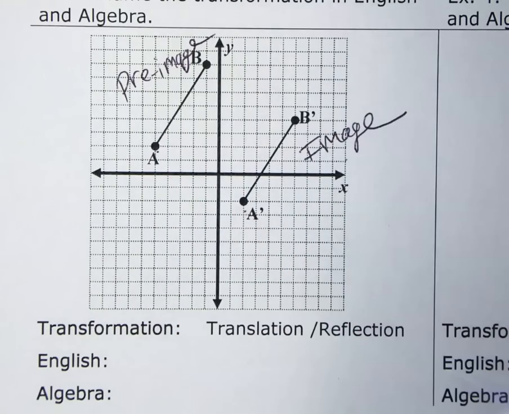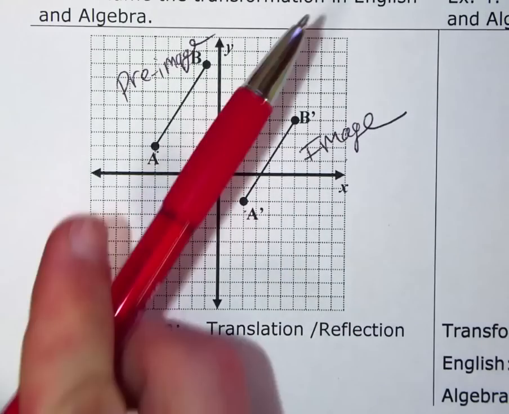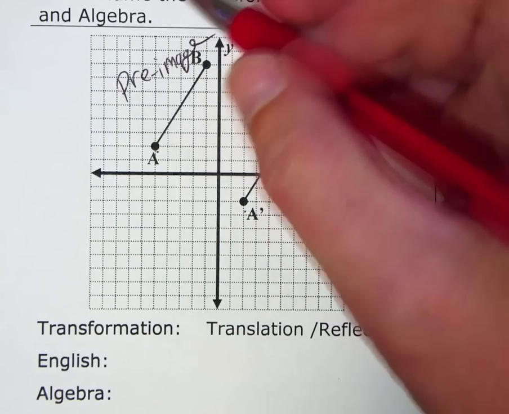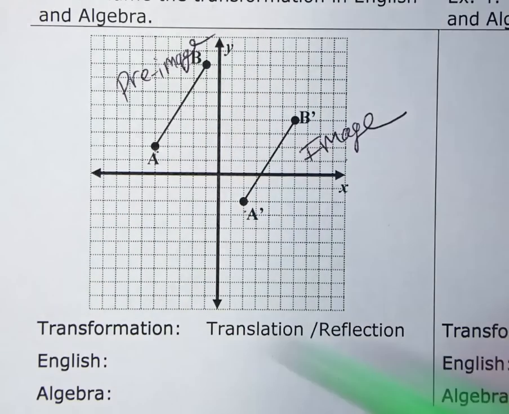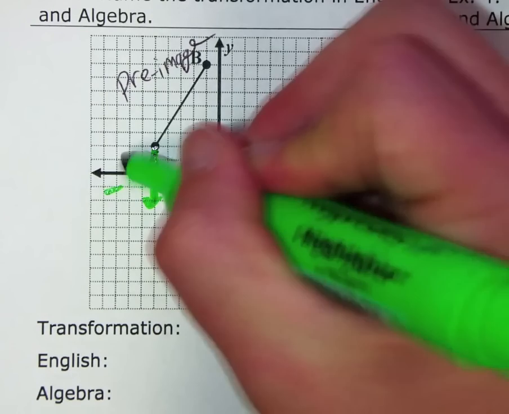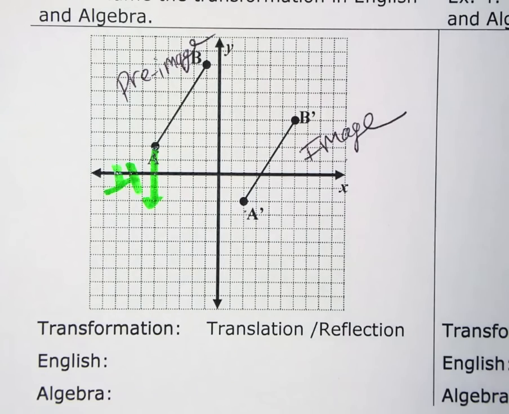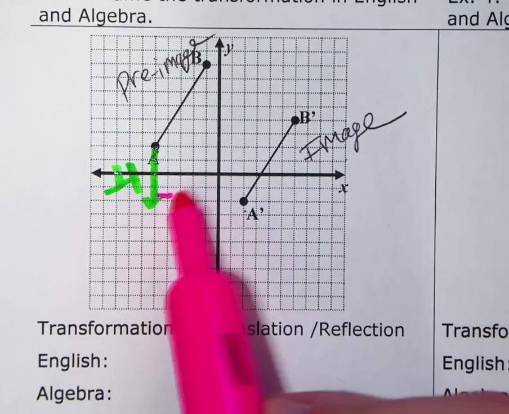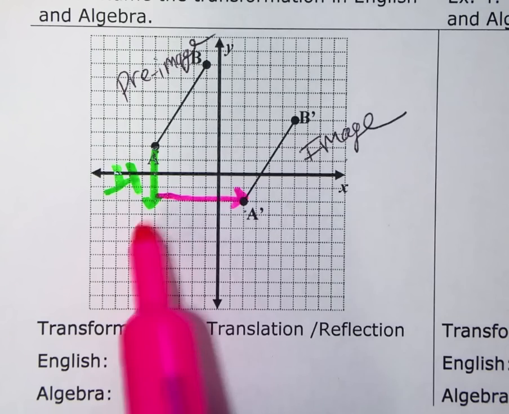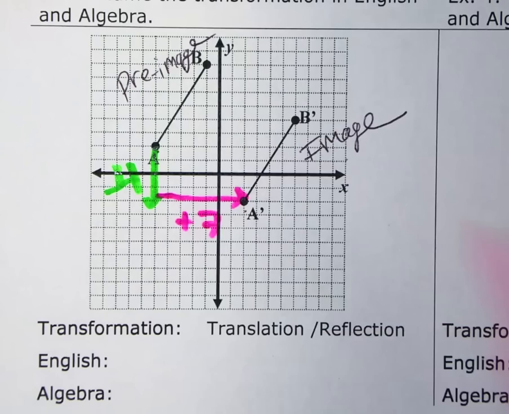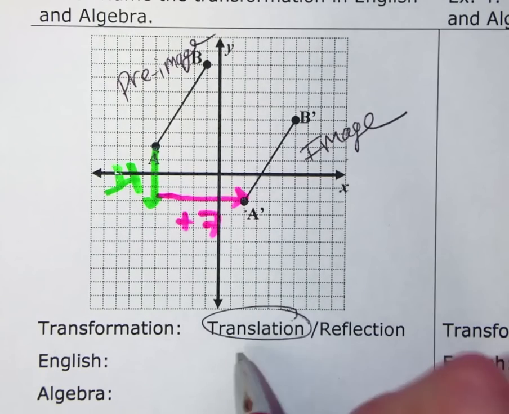How did A get to A prime? Well, it might have reflected over this, but I'm not quite sure about this line. But I do know it sure looks like it went down 1, 2, 3, 4. And then it went to the right. 1, 2, let's see, 1, 2, 3, 4, 5, 6, 7. So this looks to me like a translation. It's a slide.